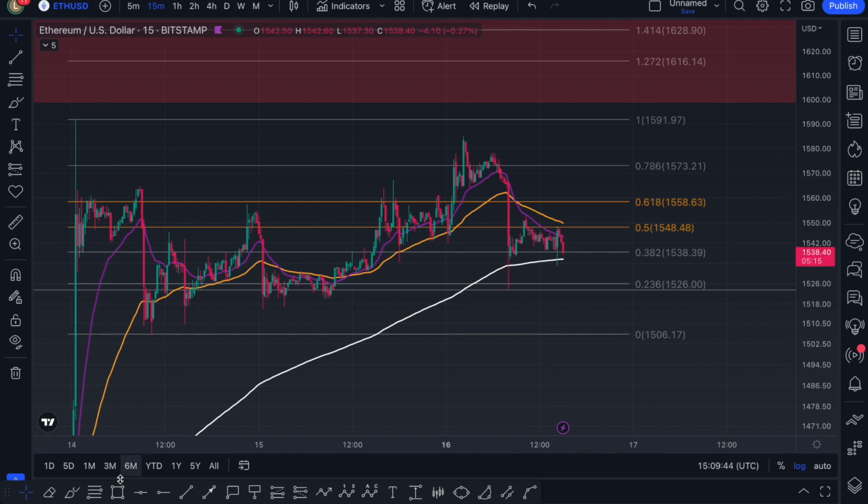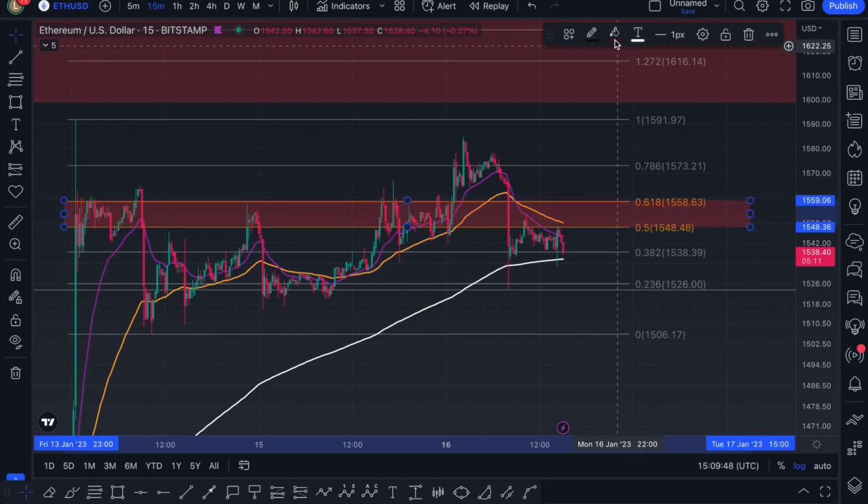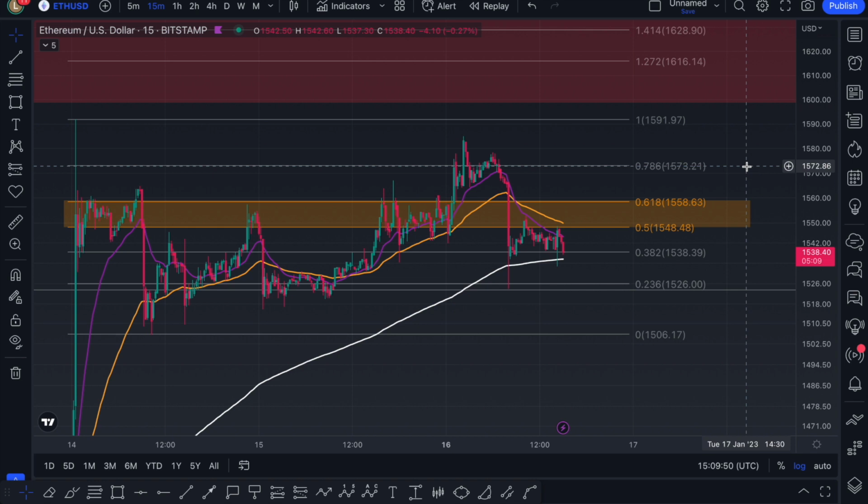Now let's continue with this. Again, we're on the 15-minute time frame for Ethereum. I'm going to draw this golden pocket over here. This is like my midpoint. Essentially, if I'm above this, I've got chances of going up. If I'm below, I've got chances of going down. I say chances because there's other criteria to it.